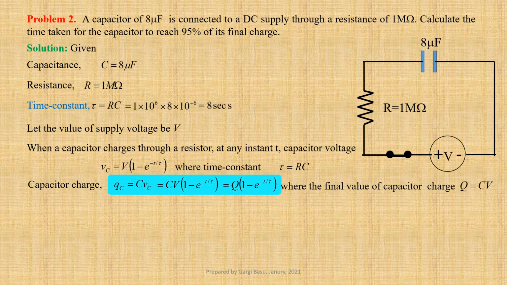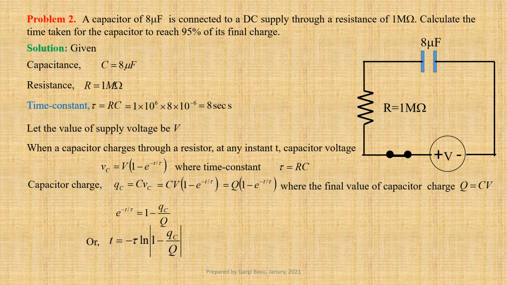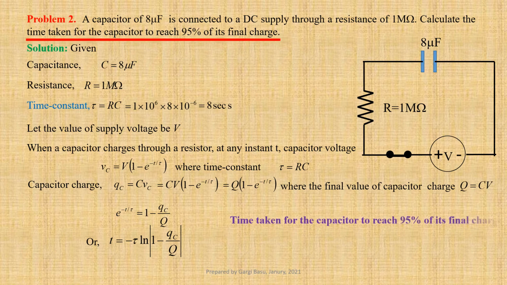Therefore, e to the power minus t by tau equals 1 minus Qc by Q, or t equals minus tau times log of 1 minus Qc by Q. Time taken for the capacitor to reach 95% of its final charge, t equals minus 8 log of 1 minus 0.95, that gives us 23.9659 second.